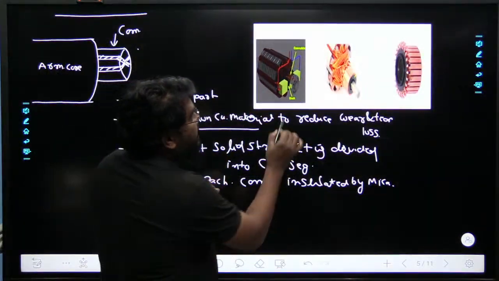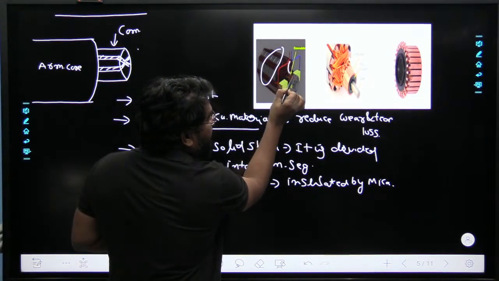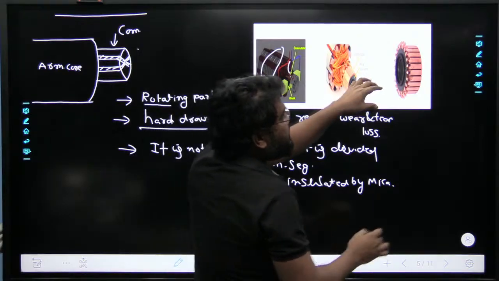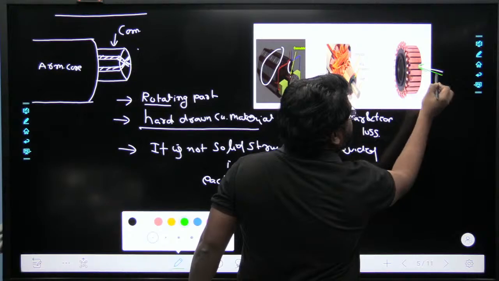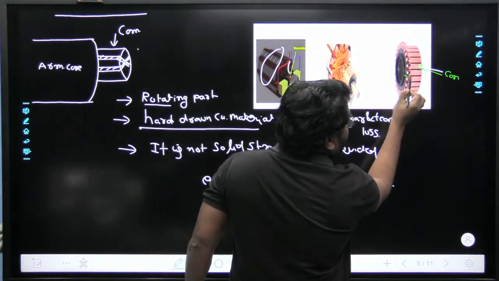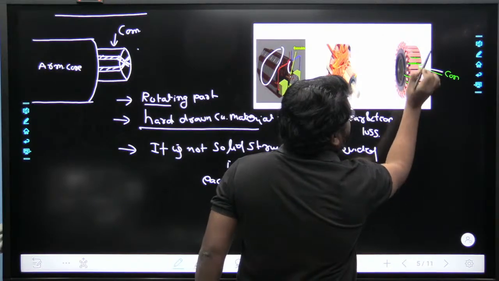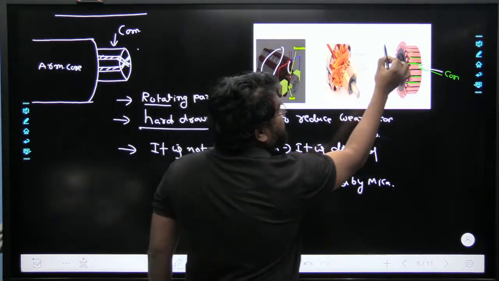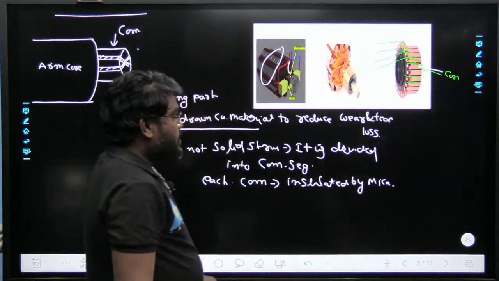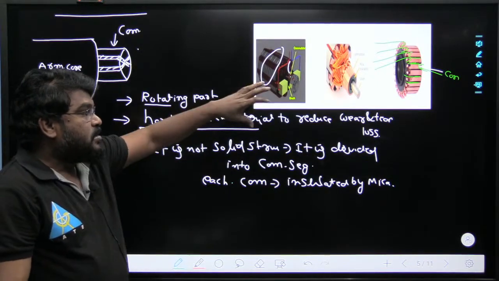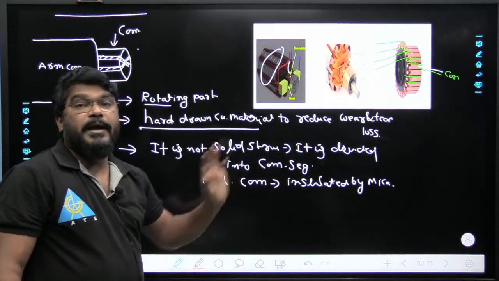If we see the diagram here, this is the armature part, and all the conductors are connected to the commutator segments. This part is the commutator segment. Each segment is insulated by mica insulation, this part here. The conductors are connected to all the commutator segments like this. So it is not a solid structure; it is divided into commutator segments, and each commutator segment is insulated by mica insulation.